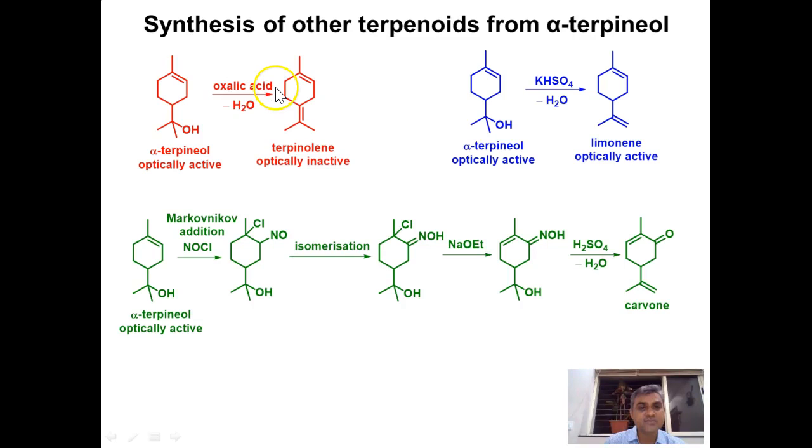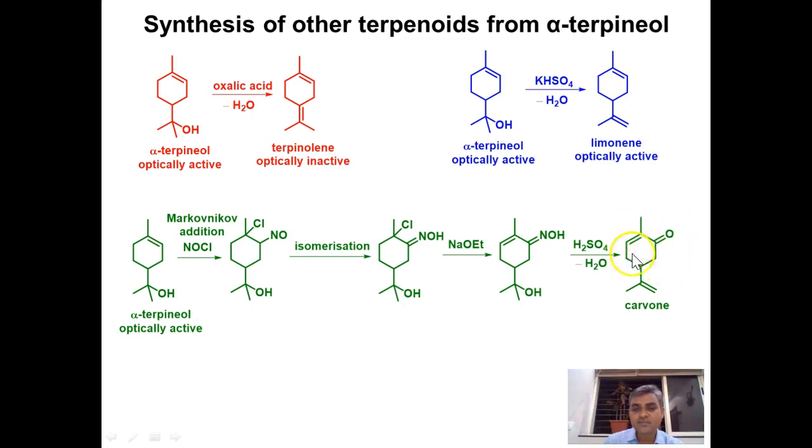If it is dehydrated with oxalic acid, we get terpinolene, a monocyclic terpene which is optically inactive, whereas alpha terpineol is optically active. So we get the synthesis of terpinolene by dehydration of alpha terpineol. Similarly, alpha terpineol can be dehydrated with potassium hydrogen sulfate. Here, limonene is found to be the major product, and some quantity of terpinolene is also obtained.